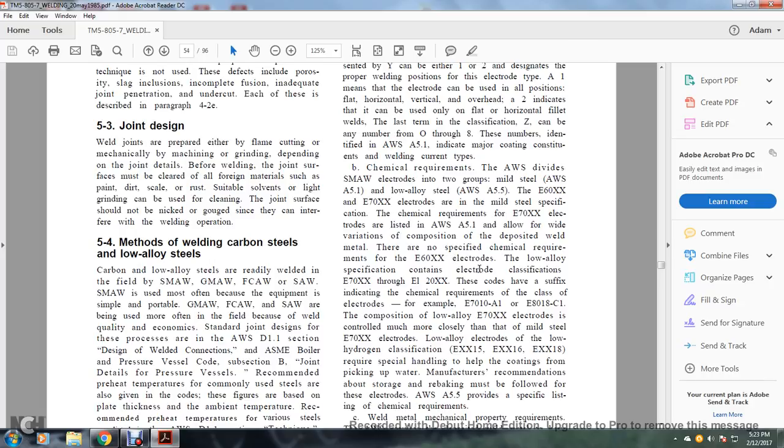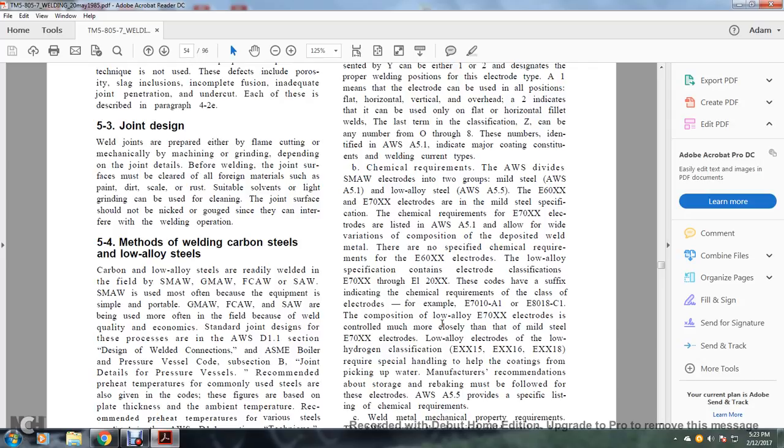The low alloy specification contains electrode classifications from E70XX to E120XX. These codes have suffixes indicating the chemical requirements of the class of electrodes, for example E7010-A1 and E8018-C1. The composition of low alloy electrodes is controlled much more closely than that of mild steel E70XX electrodes. Low alloy electrodes are low hydrogen classifications: EXX15, EXX16, and EXX18.